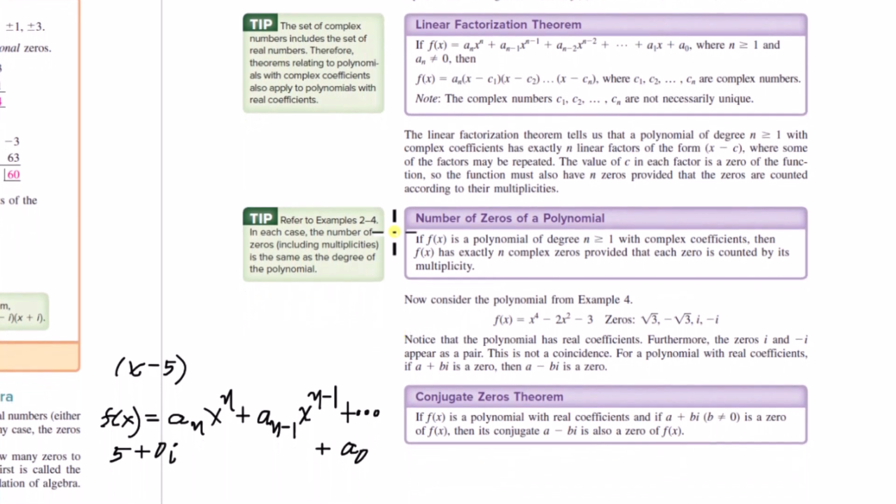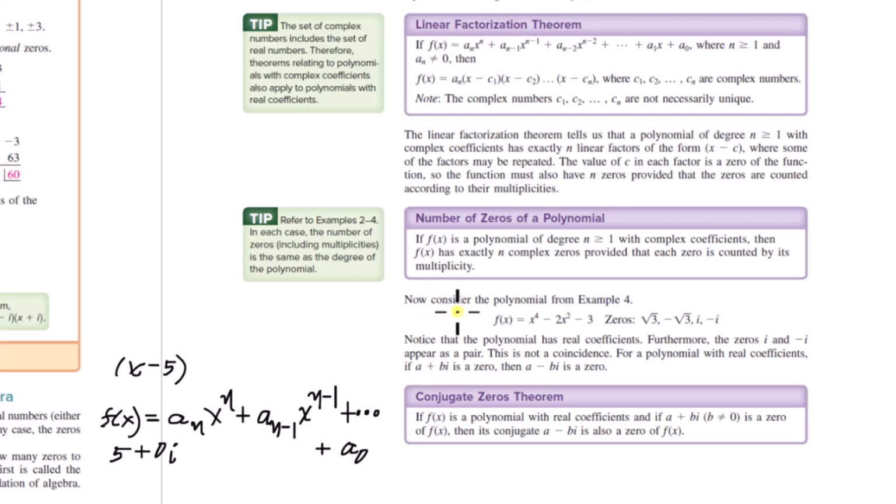Here's a restatement of the fundamental theorem. What I always thought was, if you have a completely general polynomial that allows for complex coefficients, which also includes a polynomial with all real coefficients, because that's just a special case, you're not restricting the potential for complex coefficients. Then f of x has exactly n complex zeros, provided that each zero is counted by its multiplicity. So you count the multiplicity.